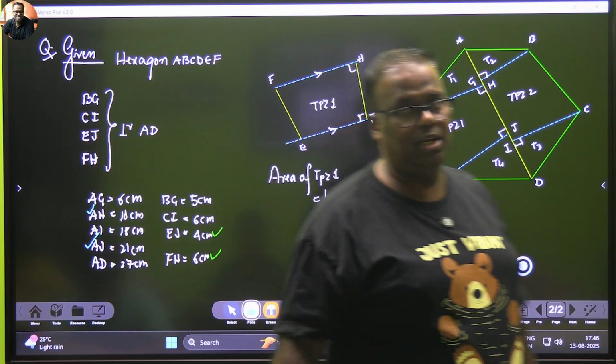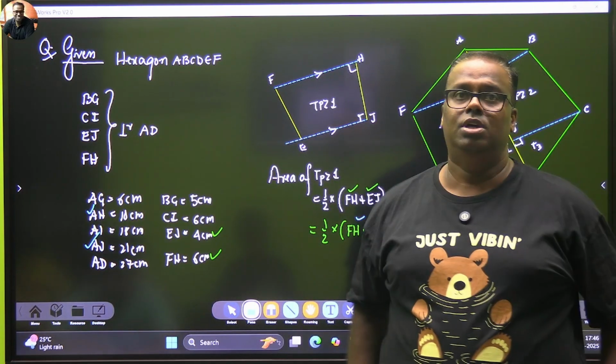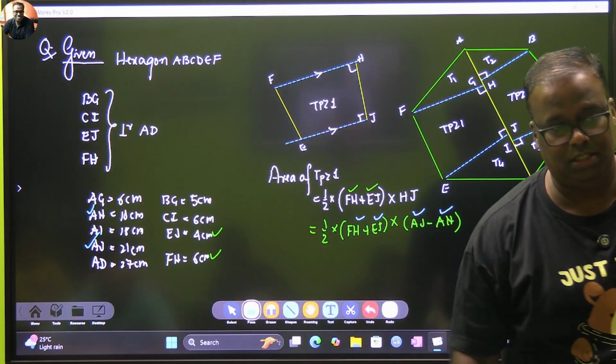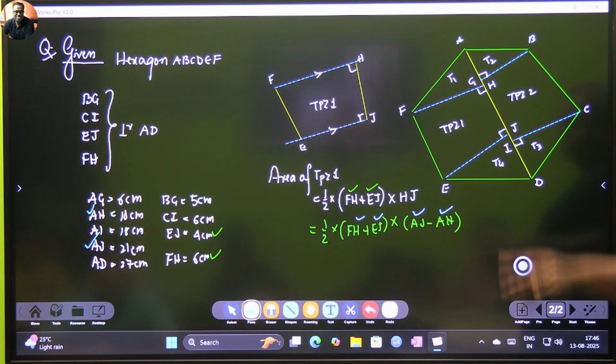Let's see whether we are getting right answers for T1 and T2. Just solve for T1 and T2 initially. Nothing more than that. T1 and T2. Look at the figure that I have.